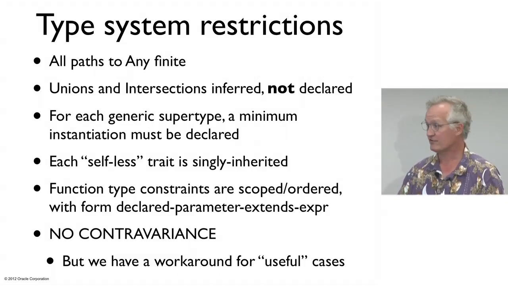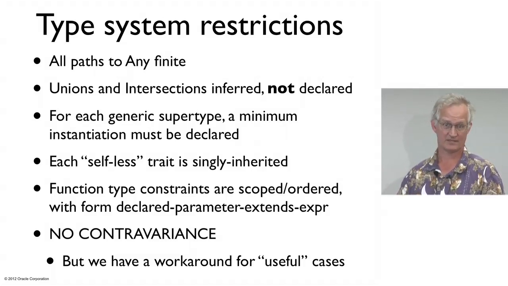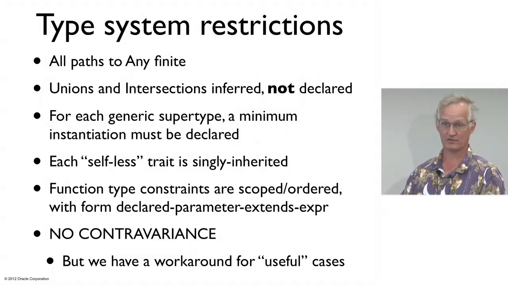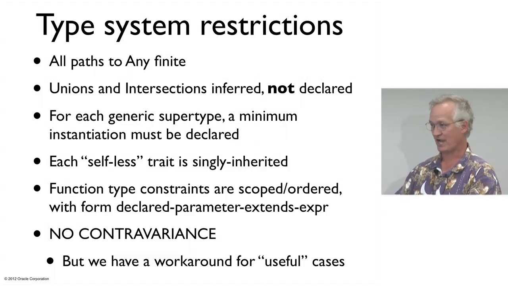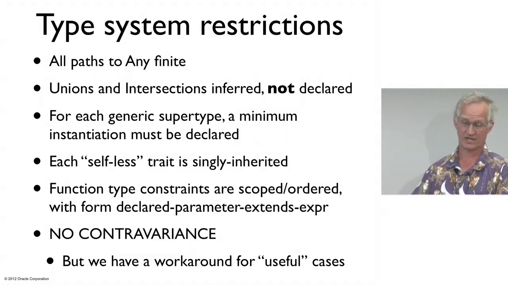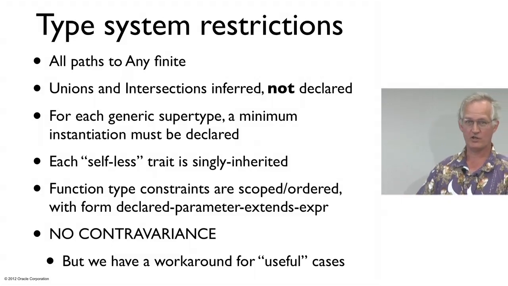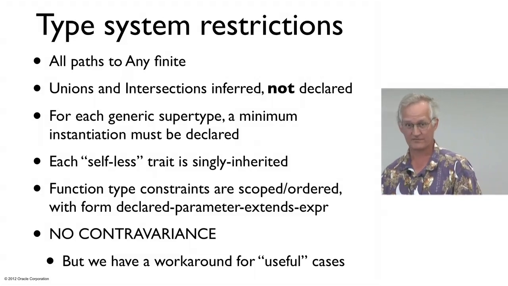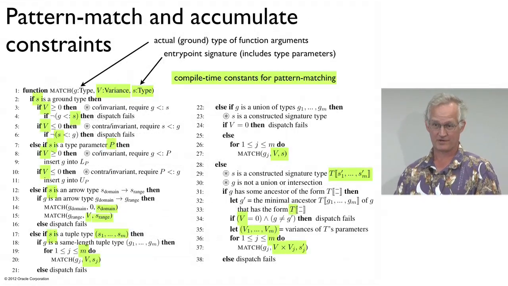We impose restrictions on function type constraints. They have to be sort of ordered, and so you can accomplish this by saying that they're scoped, and you cannot use them before they are declared going from left to right in the parameter list. And there's a particular form of the constraints, so the newly declared parameter can only extend some type expression of already declared parameters. Again, there's a special exception for self-types. They can extend themselves. Big restriction, no contravariance, period. Just couldn't get around it. But we did find a workaround for what we consider the useful cases of contravariance, and that made us very happy. So if we have these restrictions, what do we do?